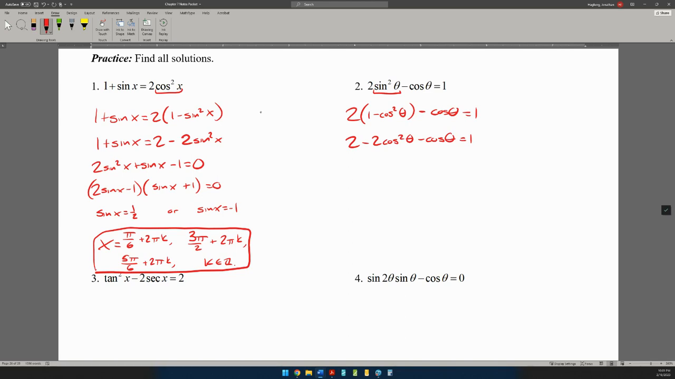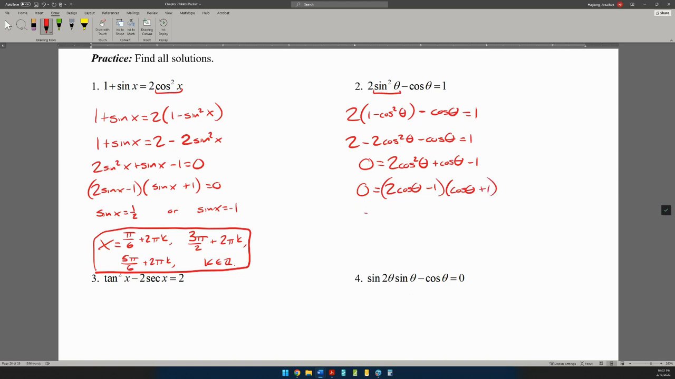We'll write this in standard form and also set everything equal to 0. Because there's a negative 2 in front of the cosine squared, I'm going to move everything over to the right side. So 0 is equal to 2 cosine squared, and then plus cosine theta, and then minus 1. This looks pretty similar to the last problem. So we have 0 is equal to 2 cosine theta minus 1, times cosine theta plus 1.